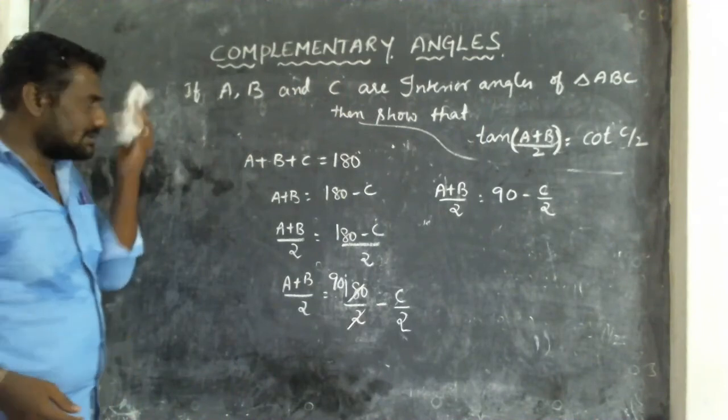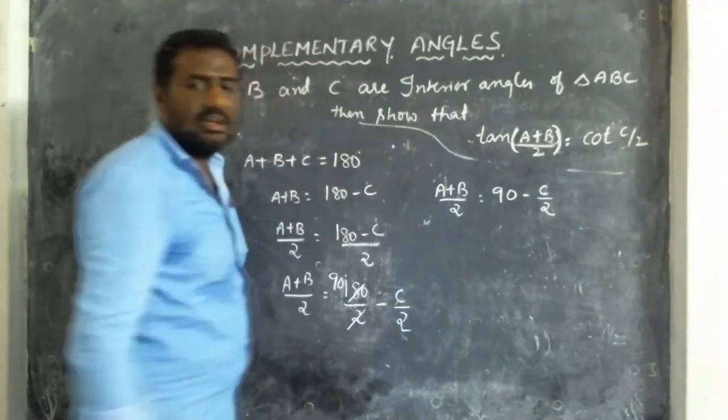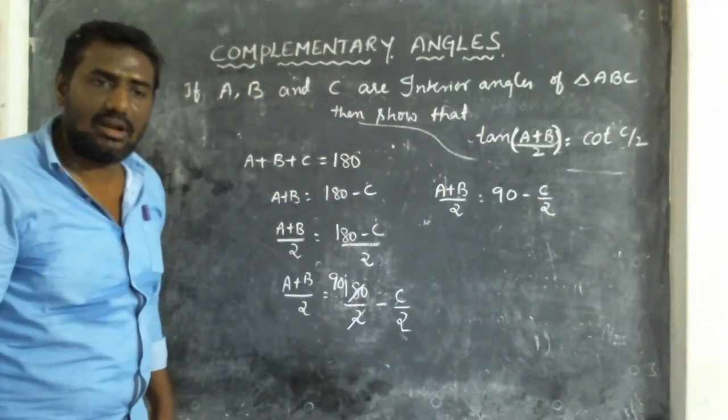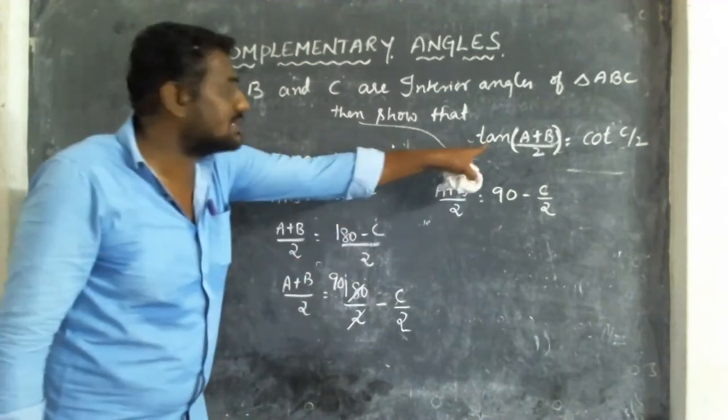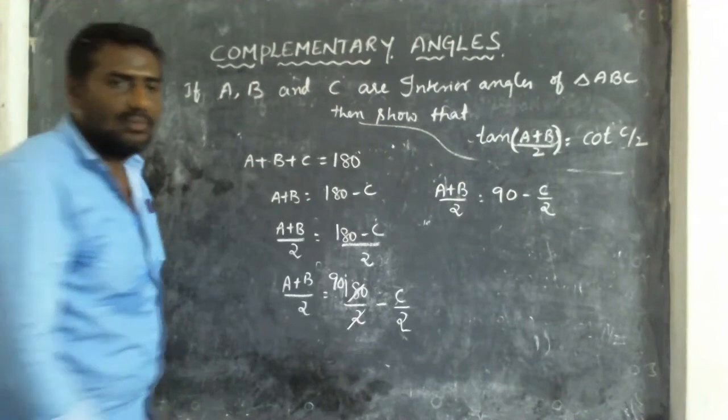Next, come to again our problem. On the side of A plus B by 2, what is the trigonometry? Tan is there. When tan is there, what do you have to do? Taking tan on both sides. In the previous problem sine was there, so I took sine on both sides. Now here tan is there, so we'll take tan on both sides.